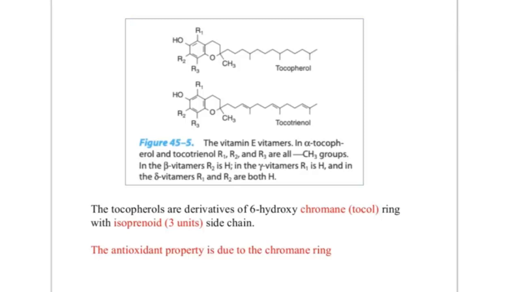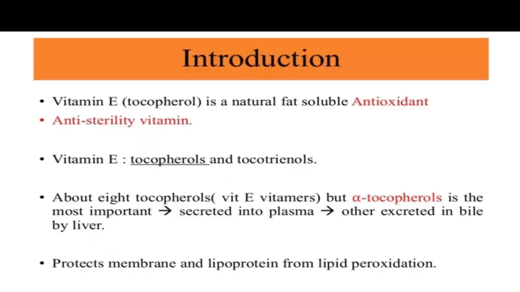Coming to the chemical structure of vitamin E, it is composed of chromin ring with isoprenoid side chains. The antioxidant property of vitamin E is mainly due to the chromin ring. Vitamin E is also called alpha tocopherol. It is excreted in bile by liver.